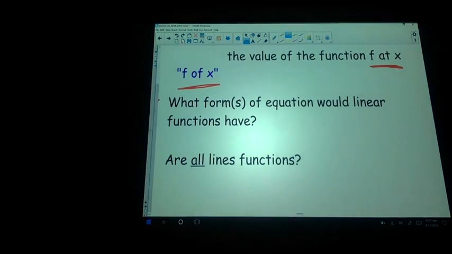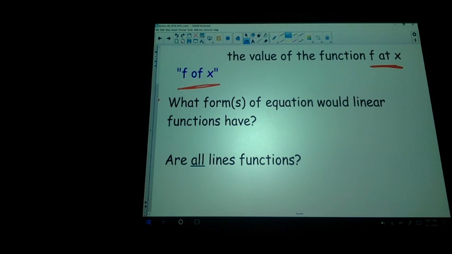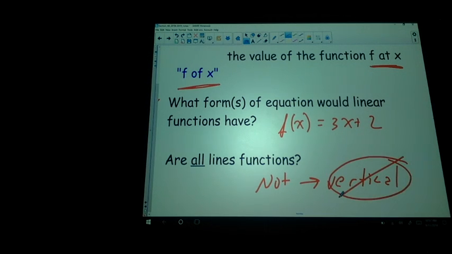What forms of the equation would linear functions have? Well, a linear function would be like this. And are all lines functions? No. Vertical lines don't work. Vertical lines are not functions.